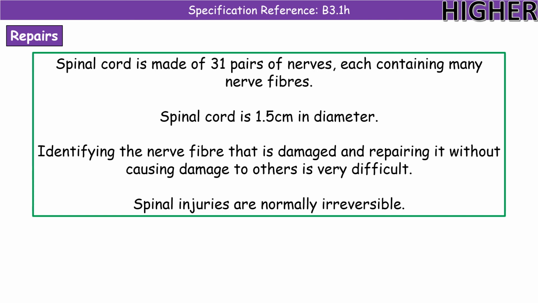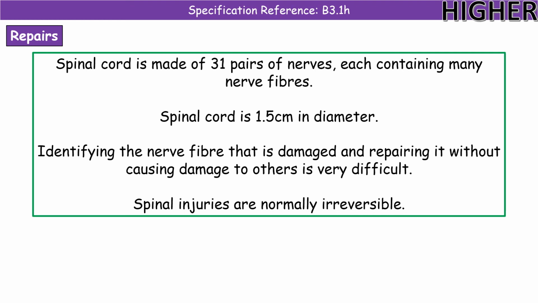So, when it comes down to our spinal cord and why surgery isn't always an option for spinal injuries, if we look at our central nervous system, then we've got these 31 pairs of nerves. Now, each of those pairs of nerves contains many individual nerve fibres, but the whole thing comes to a diameter of just 1.5 centimetres. All of those nerves that are communicating throughout your body are going to pass through that spinal cord of just 1.5 centimetres.